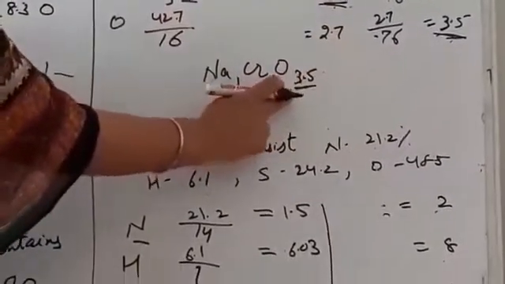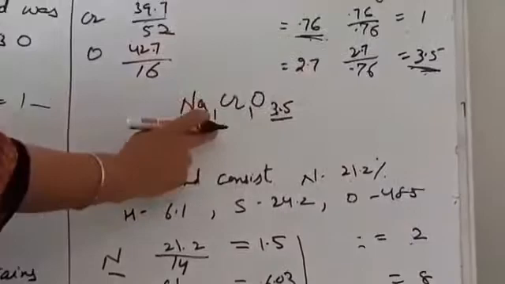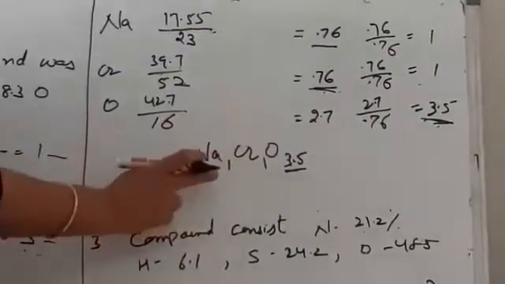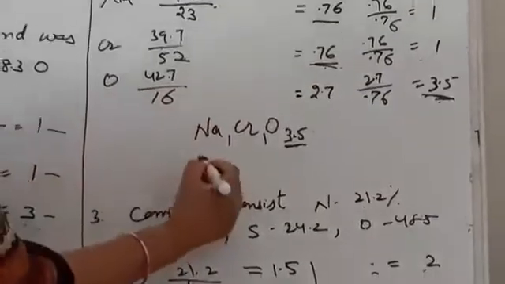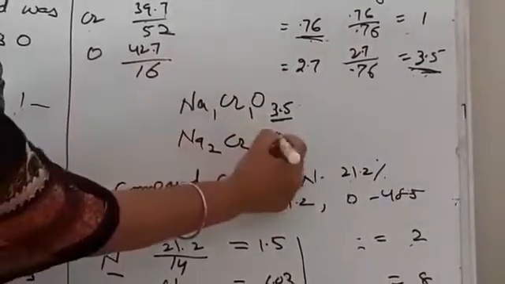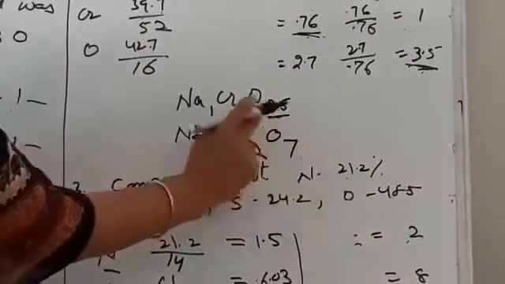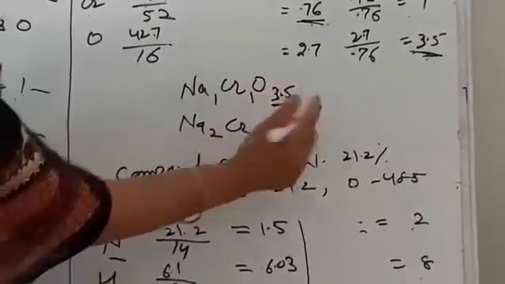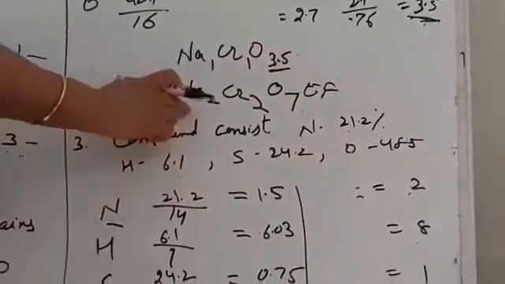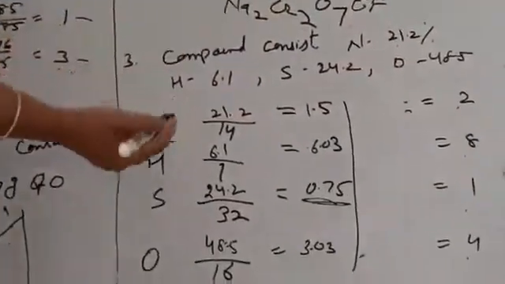Now this comes as a fraction, so convert it into a whole number by multiplying with a suitable integer. If we multiply by 2, then sodium comes to 2, chromium 2 and oxygen 7, since 3.5 times 2 is 7. This is the empirical formula, which tells us about the number of atoms present in a ratio.